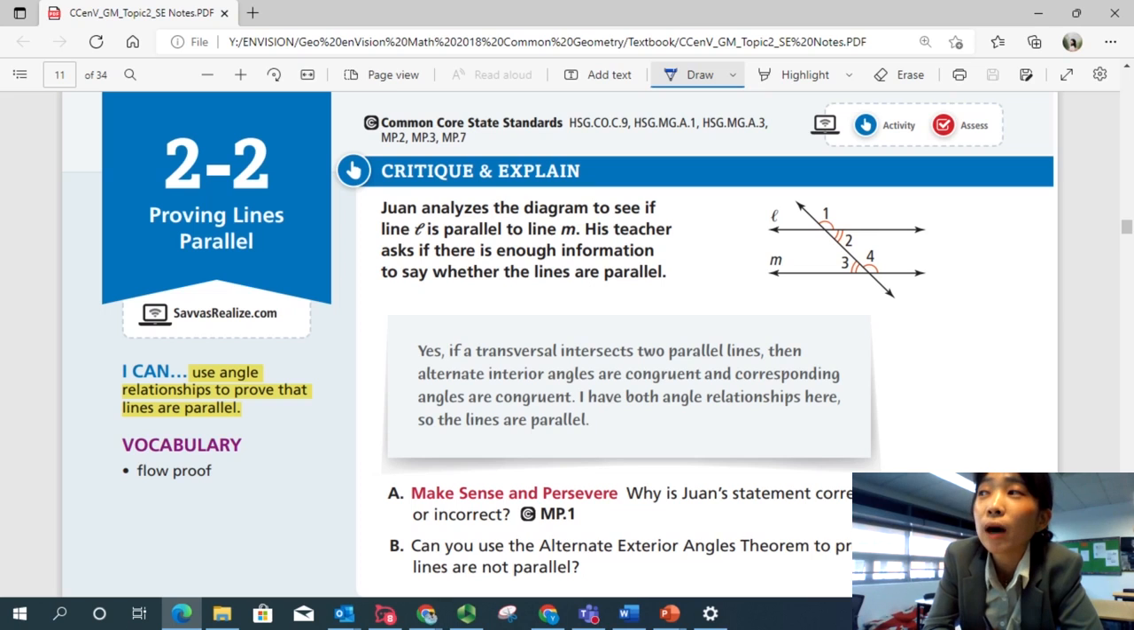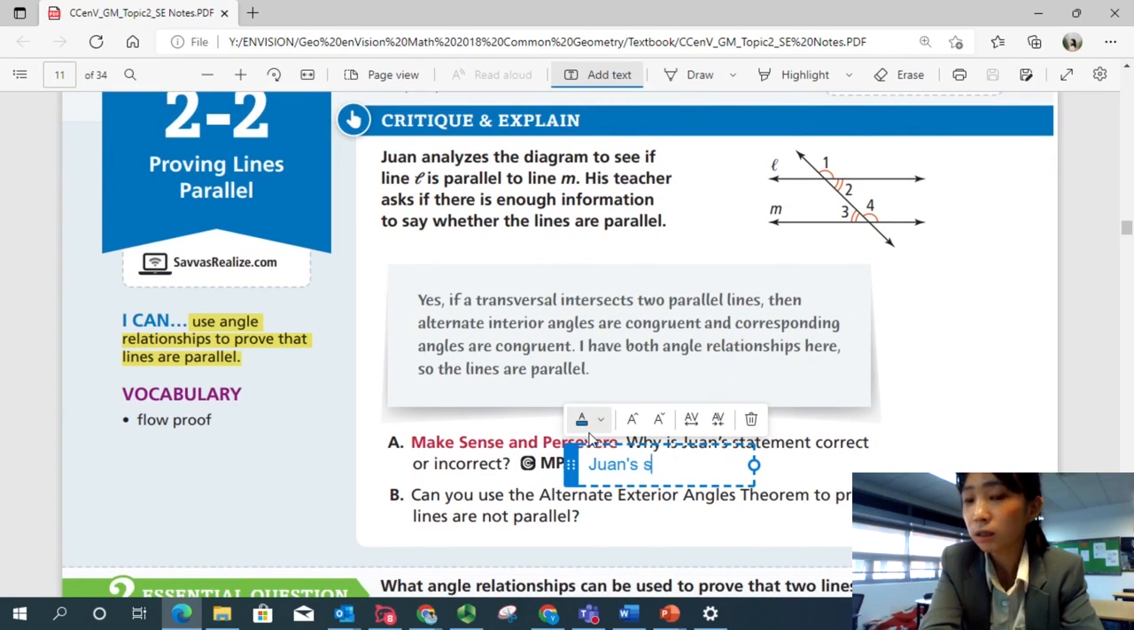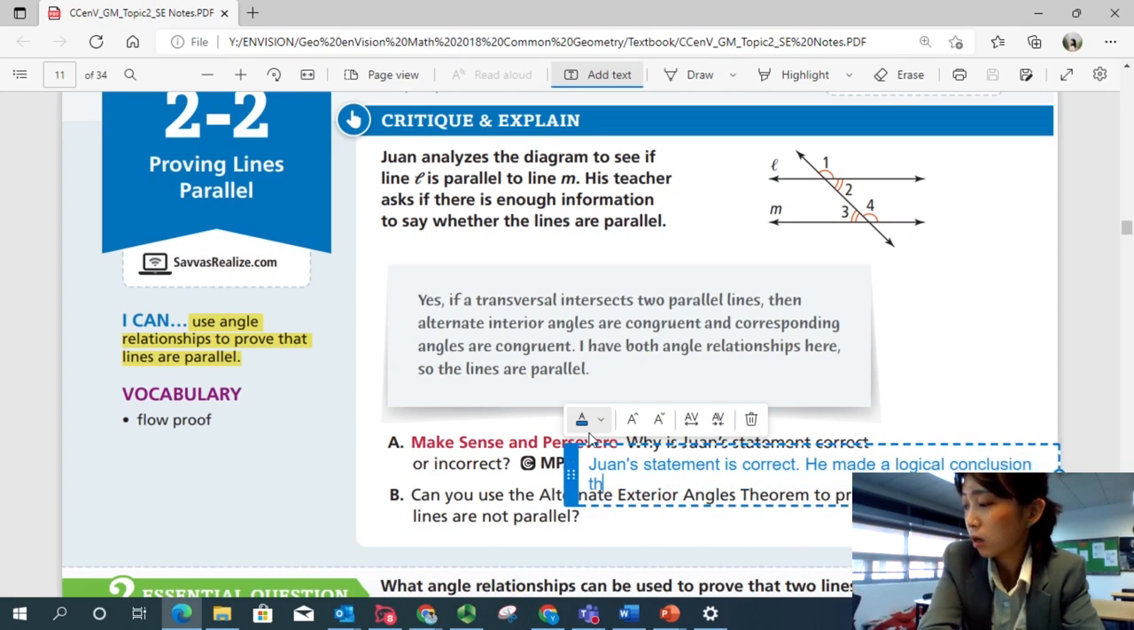So part A, why is Juan's statement correct or incorrect? Can you see anything that's not true? Or do you see everything makes sense? Yeah, it's a logical argument. His statement is correct. Let's write that down: Juan's statement is correct. He made a logical conclusion based on given information.